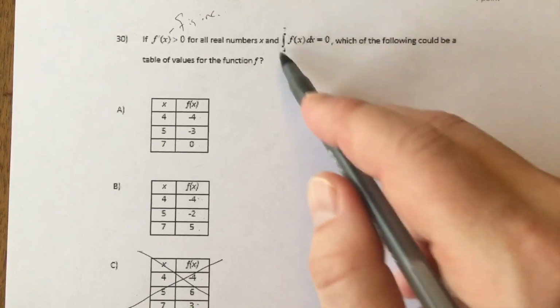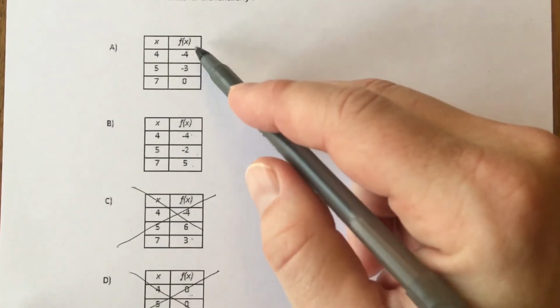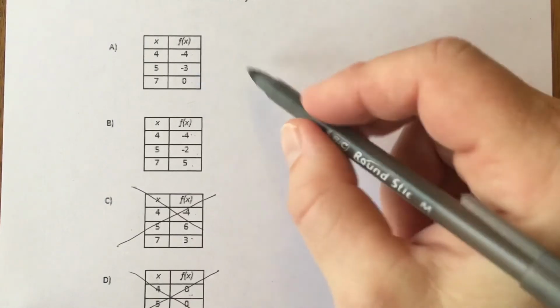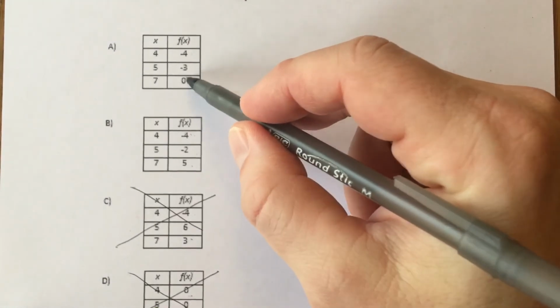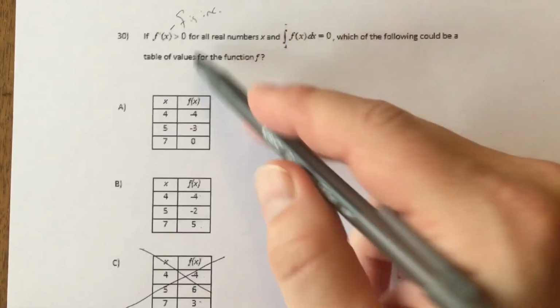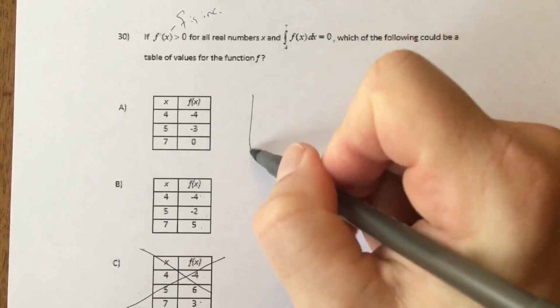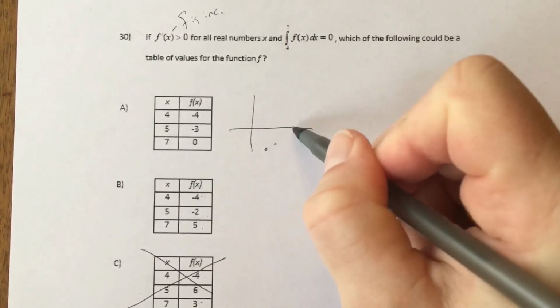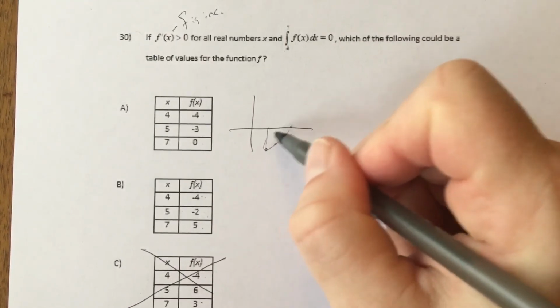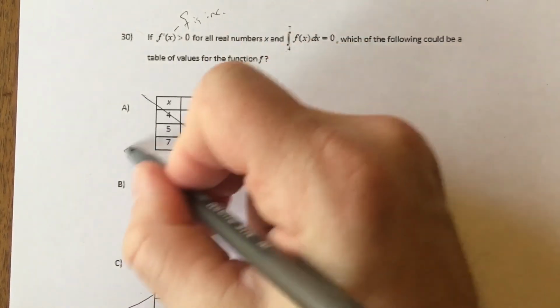So that means if I sum up the whole area from 4 to 7, I should get 0. So if you look at A, it's negative all the way up until 7, and then it's 0 at 7. If it's got to be increasing the whole time, then it couldn't have been positive somewhere in between. So in other words, it's negative, negative, 0. It's got to be negative this whole time. So its area would be some negative number, not 0.